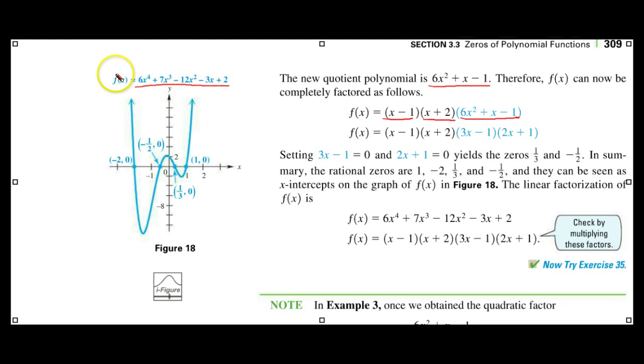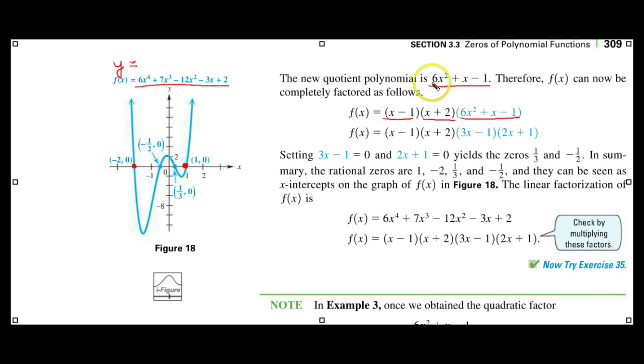Now, if we plotted this using a graphing calculator, this is what our graph would look like. And notice we have found one of the zeros here, a negative 2. We also found a positive 1, which is right there. So we found 2 of the zeros so far.